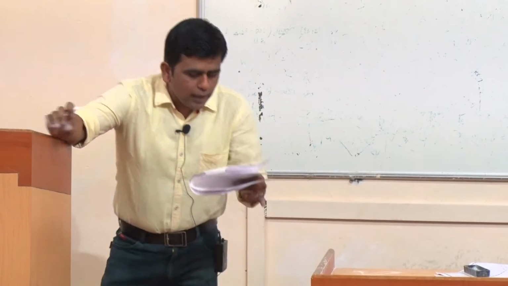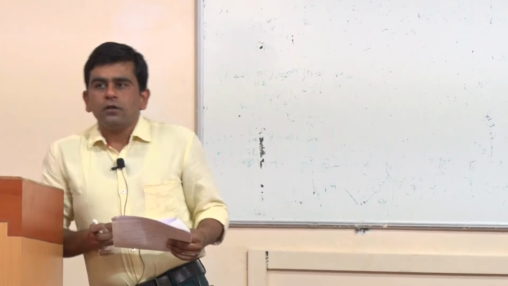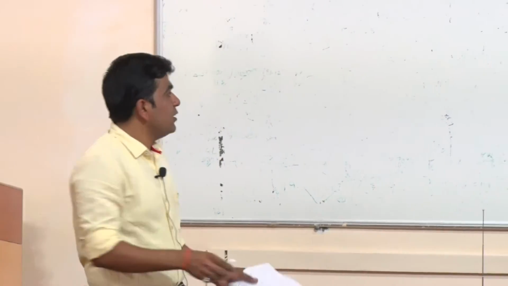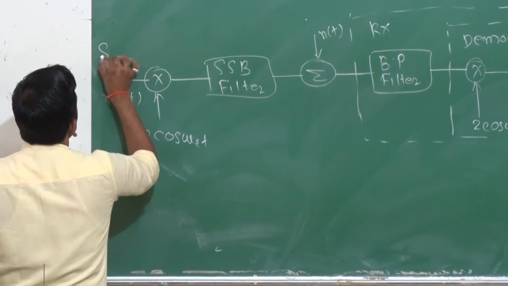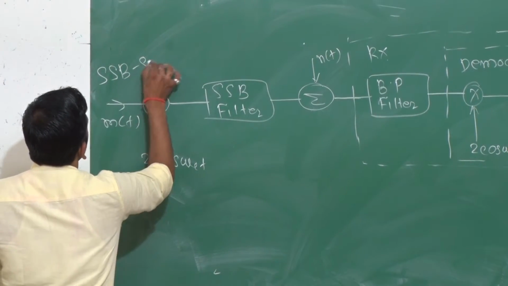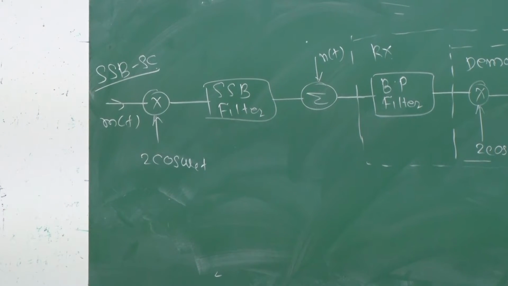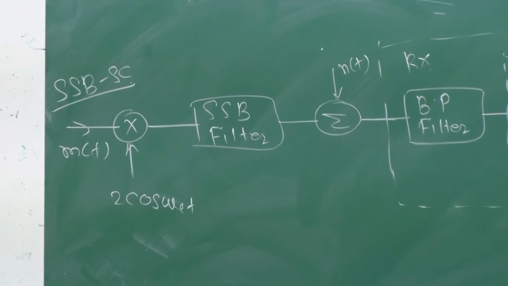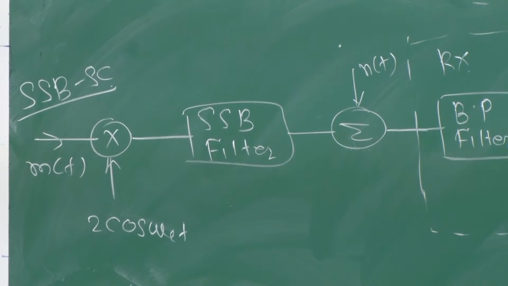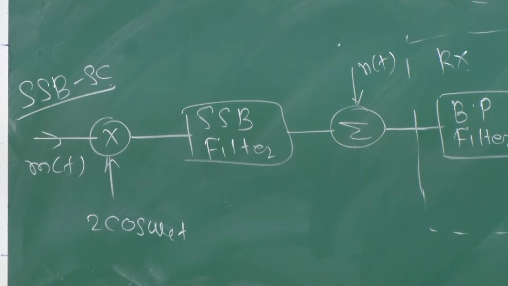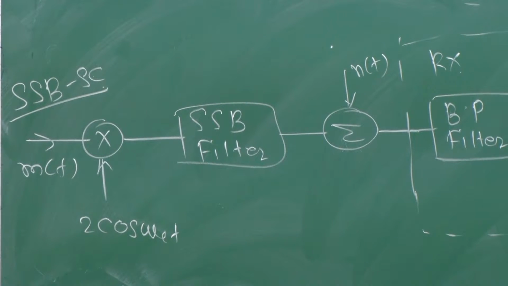Now we have to look towards, write down SSB suppressed carrier. Now here for single sideband suppressed carrier, same thing, your message signal m of t is modulated with the carrier 2 cos omega ct. Here 2 and root 2 are just written for your simplicity.